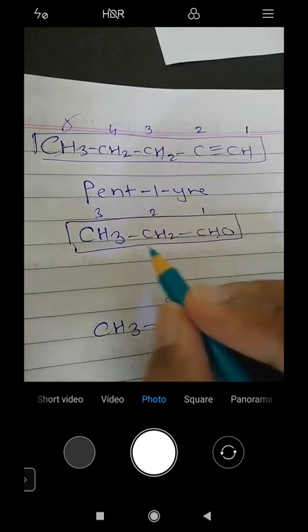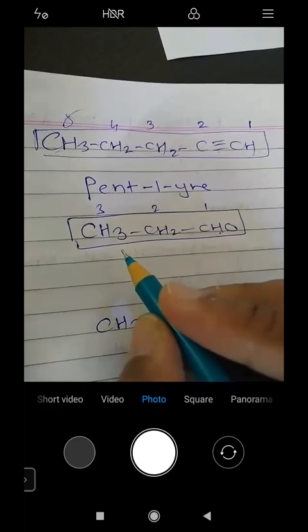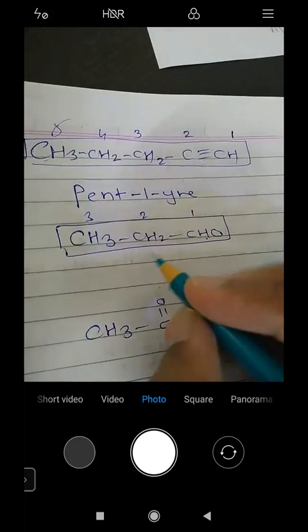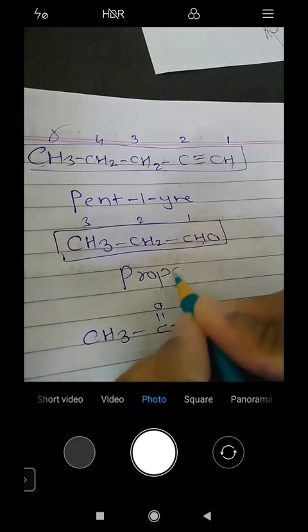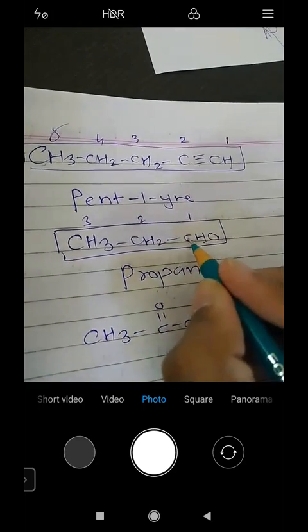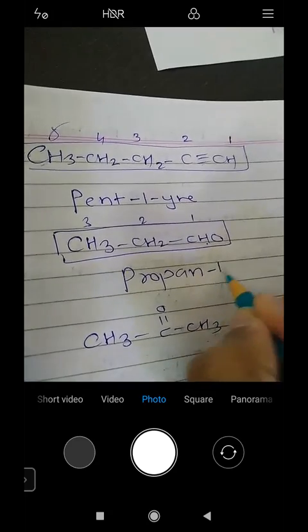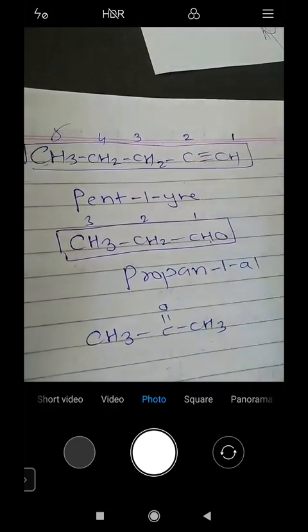Here there is no substituent, so I will not write the substituent part. We will directly focus on the alkane. The number of carbons is 3, so I will write propane. And since the aldehyde is on position one, I will write propane-1-al, or instead propanal.